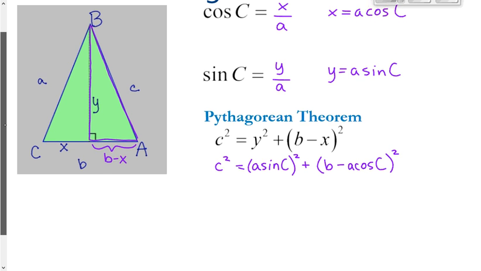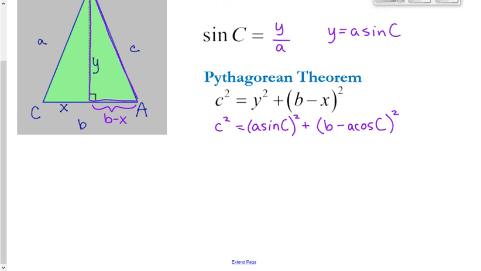And then we can get rid of the parentheses because a times sine of c quantity squared is the same as a squared times sine squared c. And then we're going to need to multiply this whole thing by itself, so we're going to need to FOIL. And when we FOIL b minus a cosine c times b minus a cosine c, we end up with b squared minus 2ab cosine c plus a squared cosine squared c.